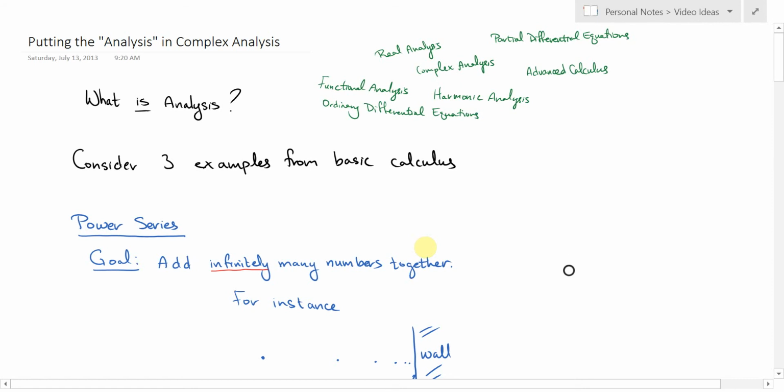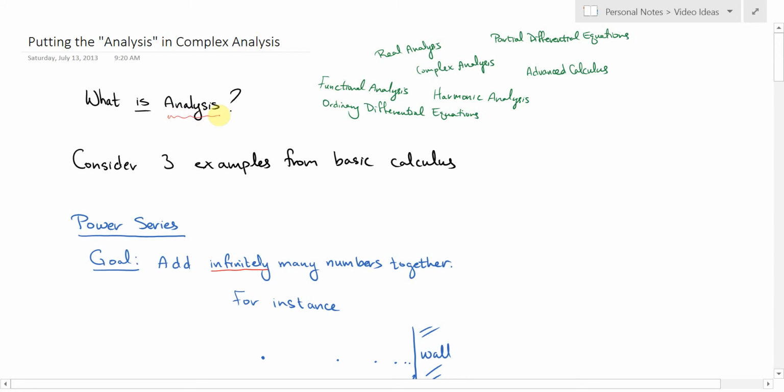So this is supposed to be a course on complex analysis. So far, we've been talking really more about complex algebra, going over the basic properties of the complex numbers, but we really haven't put the analysis in complex analysis yet. Which brings up the important question of what is analysis?